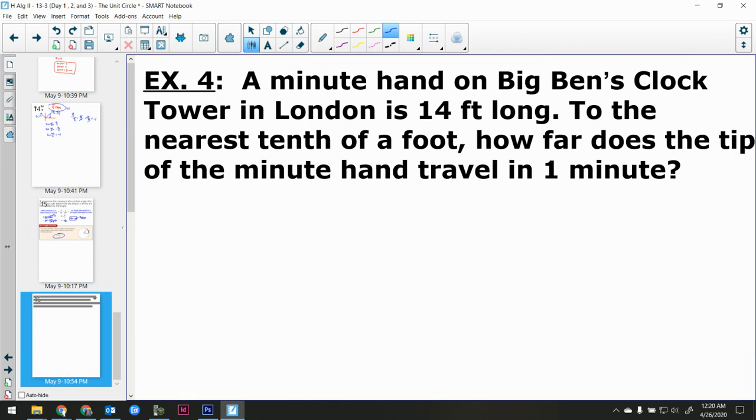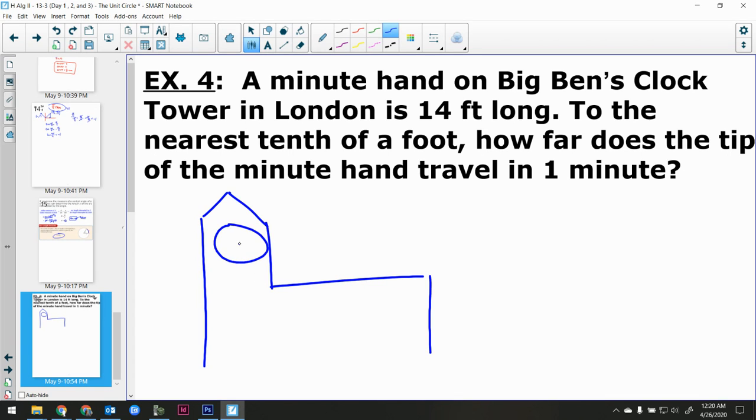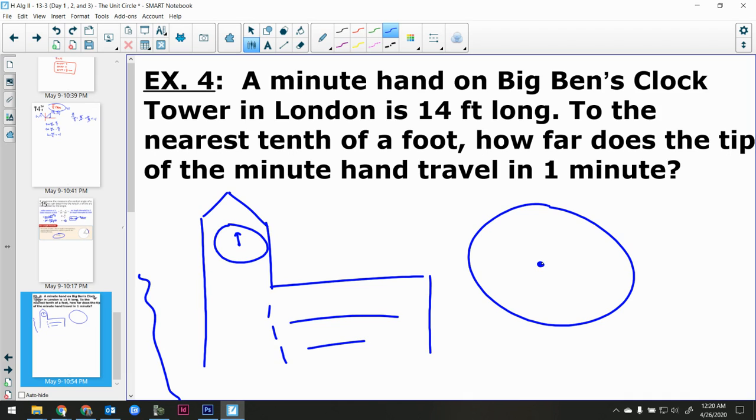Okay. A minute hand on Big Ben's clock tower in London is 14 feet long. Okay, here's Big Ben. Here's the clock tower. I mean, that's pretty good drawing, right? There's Parliament, right? Whatever. Is that the Thames? Okay. So we've got the Big Ben clock tower there. It's 14 feet long, right? Let's draw a little bit better picture. Here's the clock tower. Here's 14 feet long.